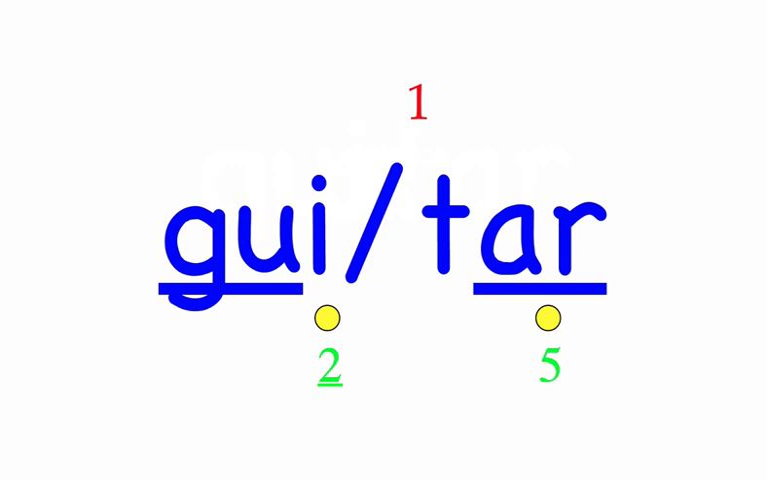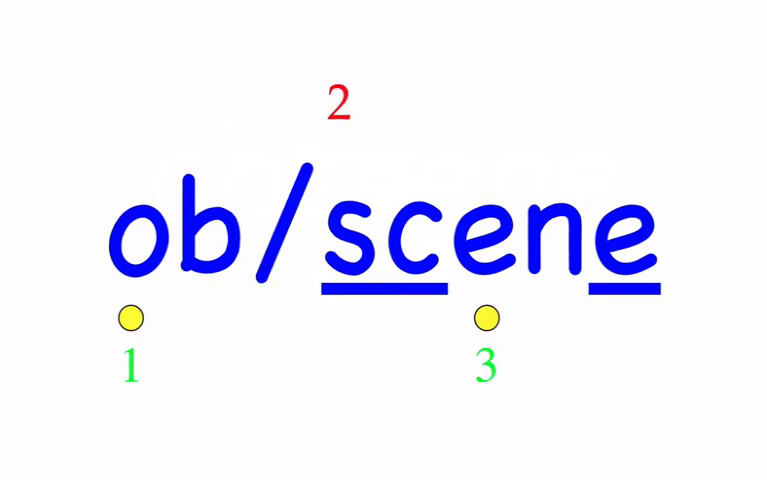Row 10. Obscene. The man made an obscene gesture. Obscene. Two syllables. First syllable, ob, two sounds, ah, B. Scene. Three sounds, s, e, n. Obscene. Mark the word, obscene. Remember, SC is only a team when it's followed by E, I, or Y, as it is in this word.